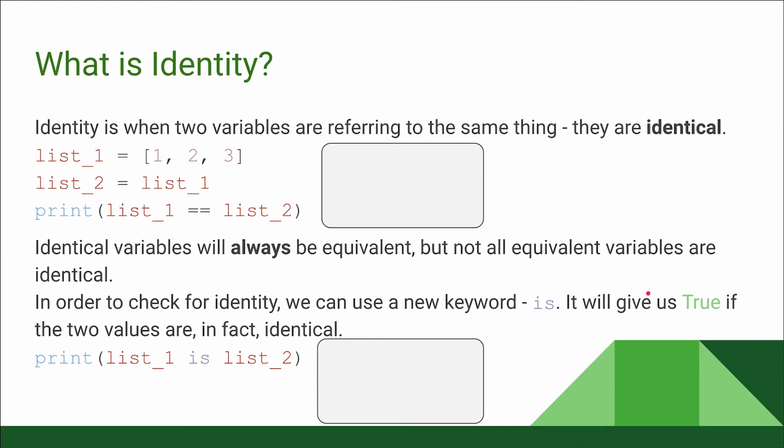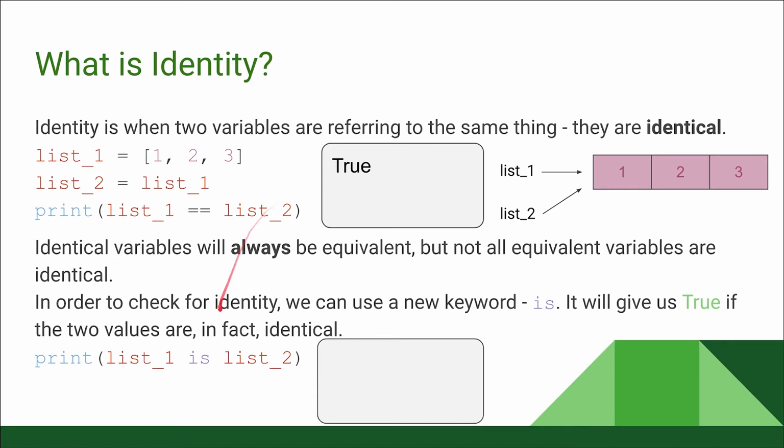All right, with equivalence in mind, let's talk about identity. Identity is when two variables are referring to the same thing. They are identical. So if list1 is the list [1, 2, 3] again, and I make list2 equal to list1, then both of my variables here are pointing at the same list. They're both looking at the same place in my computer's memory. And so if I check, are they equal? Of course they are. They're pointing to the same thing. They're going to be equal to each other. Identical variables are always going to be equivalent, but as we saw before, not all equivalent variables are identical.